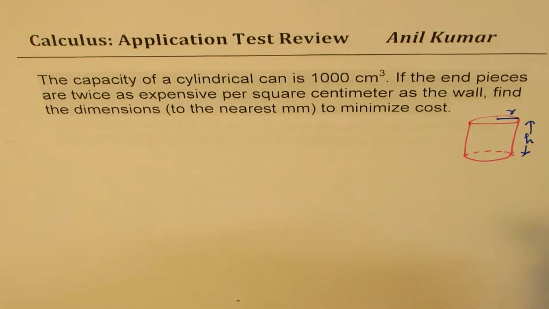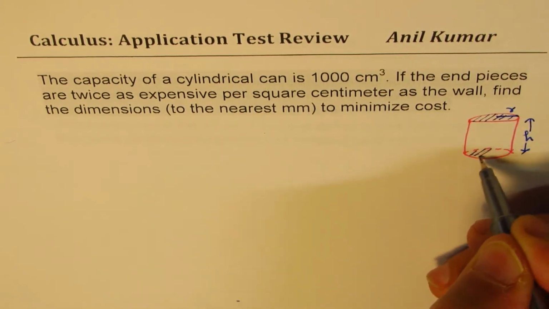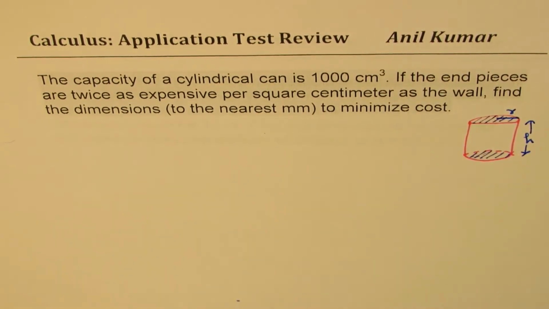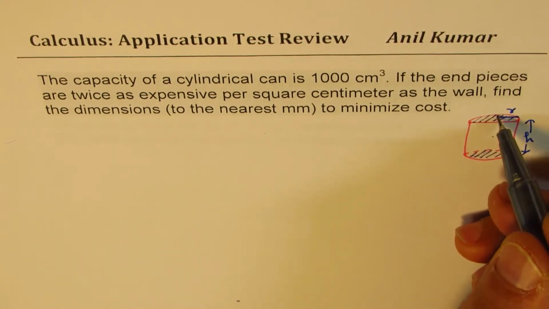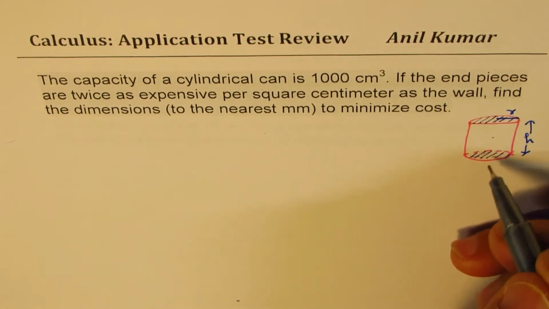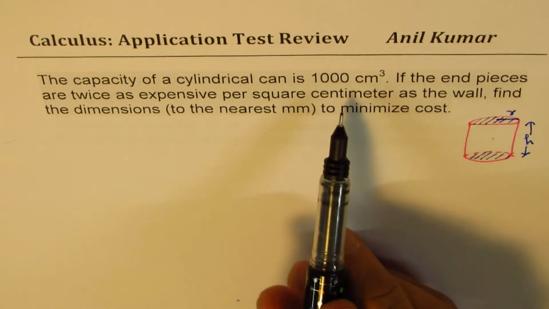We are also given that this is more expensive material at the end. So top and bottom is more expensive. So we'll say it is twice. We'll keep this as $1. That becomes $2. Is it okay? So that's what we are given.